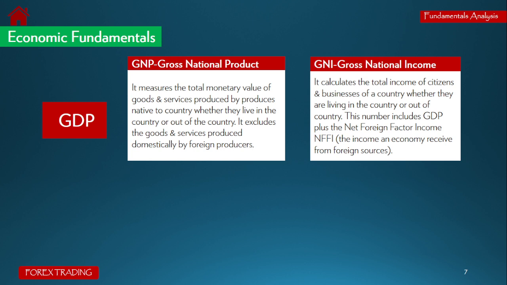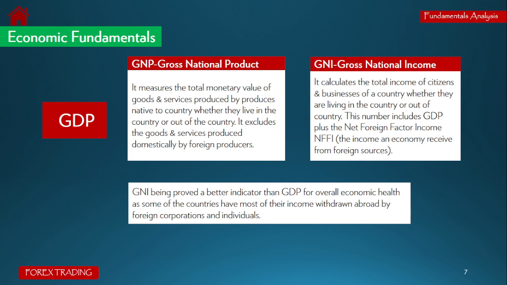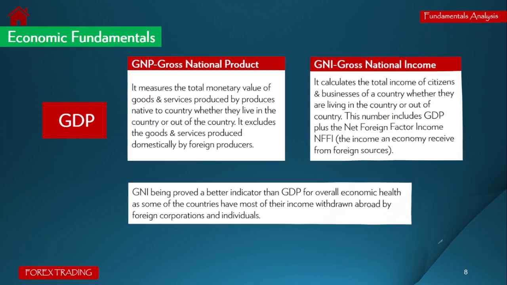And then we have GNI, gross national income. It calculates the total income of citizens and businesses of a country, whether they are living in the country or out of the country. This number includes GDP plus the net foreign factor income. Net foreign factor income is the income an economy receives from foreign resources. GNI is proven to be a better indicator than GDP for overall economic health, as some countries have most of their income withdrawn abroad by foreign corporations and individuals.